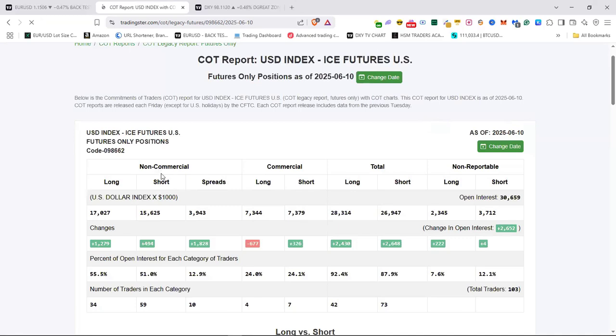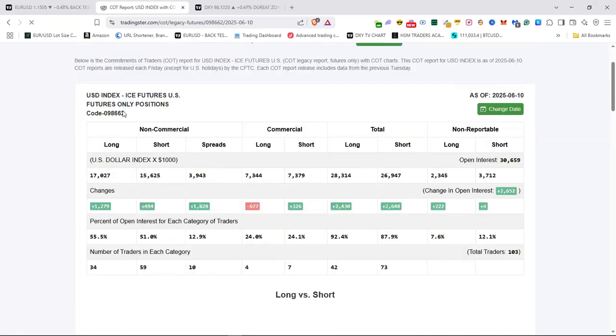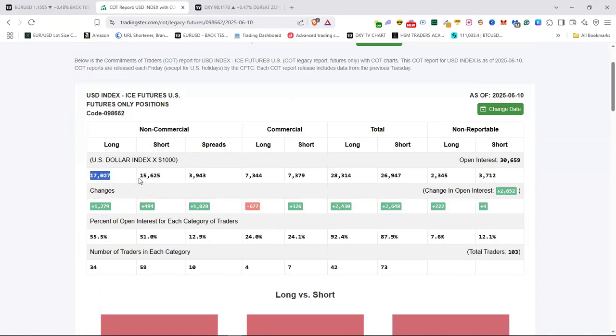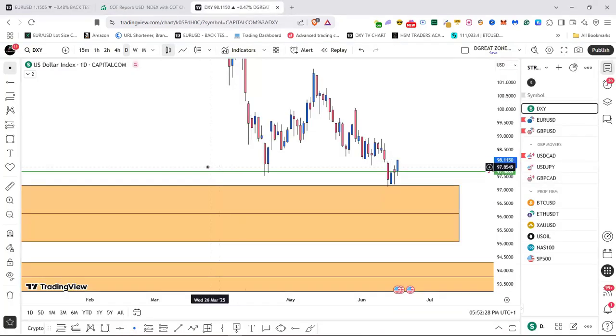Good. So now, non-commercials, short long position on DSY, 17,025. So they have increased it from 15 to 17. And then their short position is 15,625. So we'll have more long position and then less of what? Short position. And then price has traded into a key level. Is it really making sense to you right now?